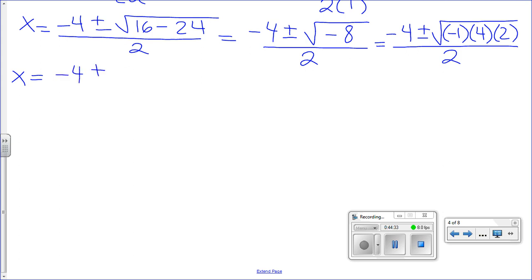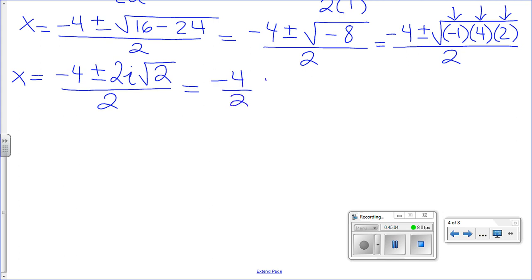So negative 4 plus minus. Now we take the square root of negative 1, and that is equal to i. The square root of 4 is 2, so we take that out of the radical. And then the square root of 2, that is an irrational number. It does not have an exact solution, so we leave that 2 inside. Everything here is being divided by 2. So now what I'm going to do is simplify the fraction. So we have negative 4 divided by 2 and plus minus 2i square root of 2 over 2.